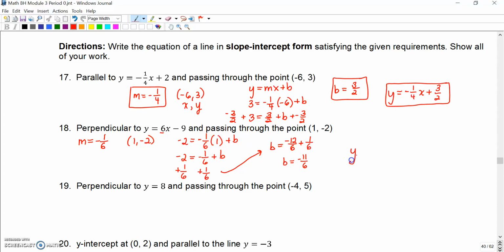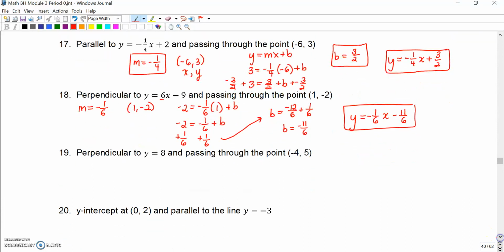And we take y and x and plug them back in as variables. We plug in m and b. And there is the equation of the line that is perpendicular in slope-intercept form.